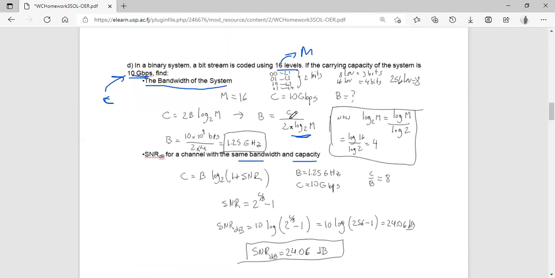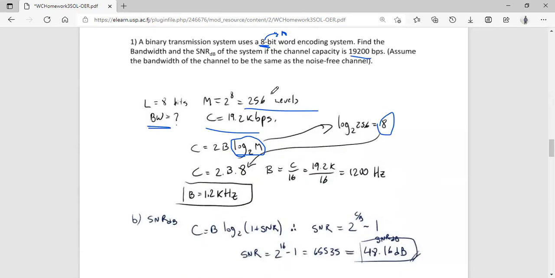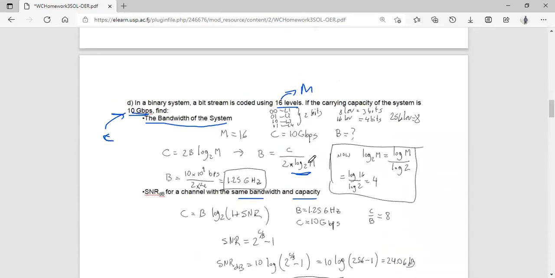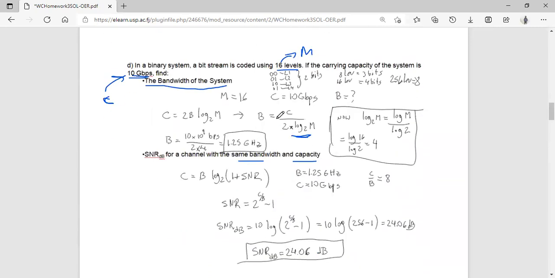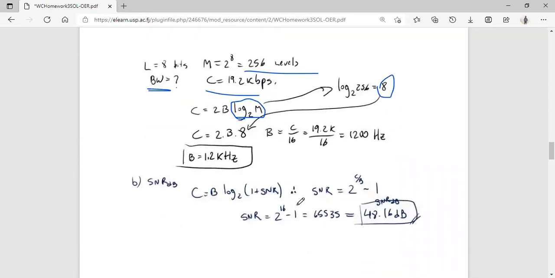directly substitute the value. So in this particular case, our capacity was 19,200, or 19.2 kilohertz, divided by 2 times log 2 of 256. Okay, so log 2 of 256 is basically equal to 8. So 8 times 2 is 16. So that means B is basically equivalent to C divided by 16. So that is how you get C divided by 16.